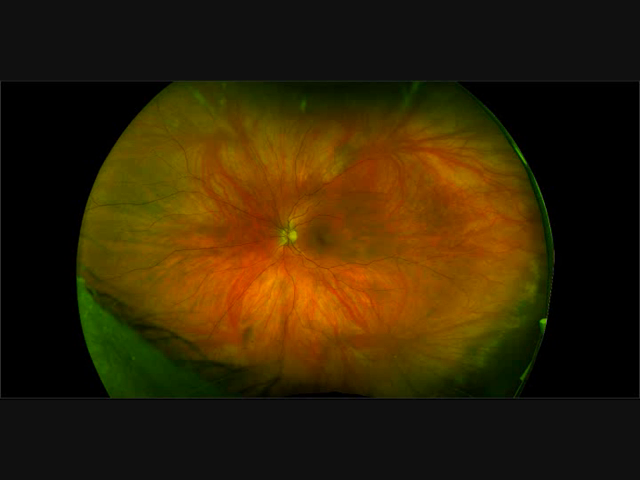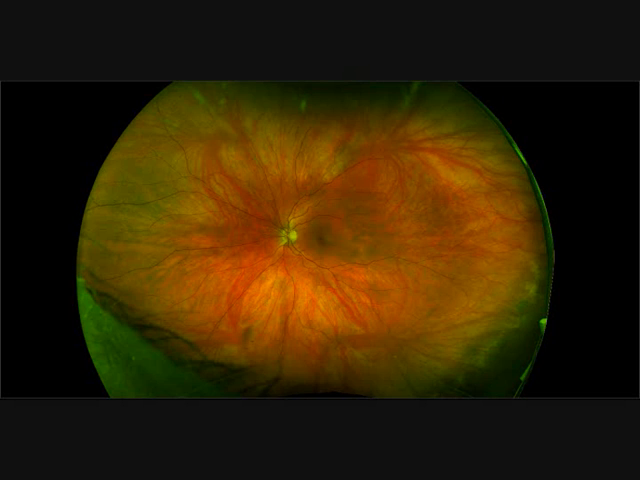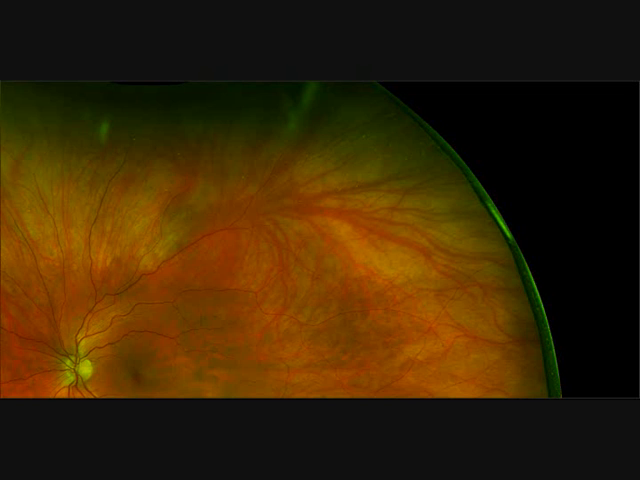Case 6, this is also the last case for today and for the series. What is pathological or not pathological in this eye? What is your diagnosis? Well, these are choroidal vessels in a Scandinavian patient. The fundus is normal. Thank you very much.